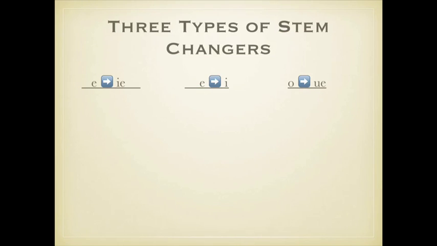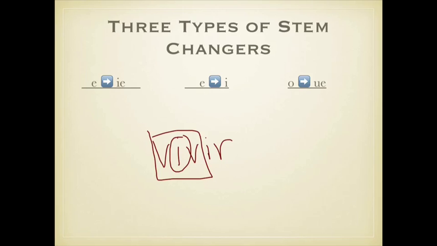So what does it mean to be a stem changer? Okay. It's when we are looking at a verb, for example, if we looked at vivir, okay, now this is not a stem changer, it's just used as an example. We're talking about this part of the verb. That is the stem or the root, because we have a little change that happens to it. Stem changer.